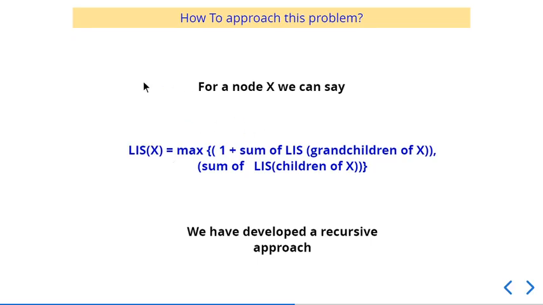So as we have discussed in the earlier part of the video, if we include a particular node, then we will include the grandchildren of that node. So this is the one part of this formula. Either what we can do is we can include all the children of that particular node, excluding the node and its grandchildren. So it is the second part of this formula. So the max of these will be the answer for this LIS of x, that is for any node x, the maximum of these two will be the answer.